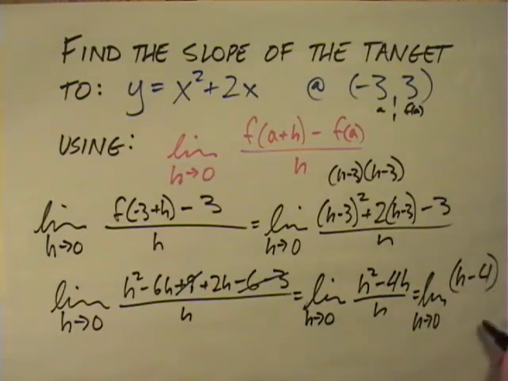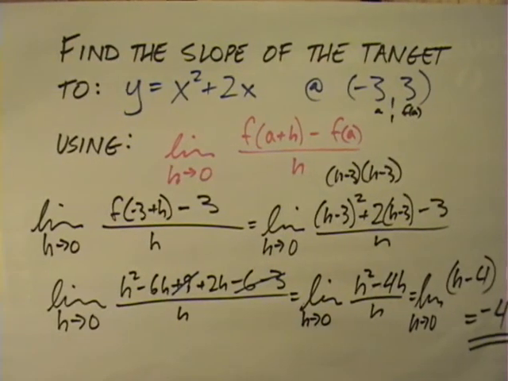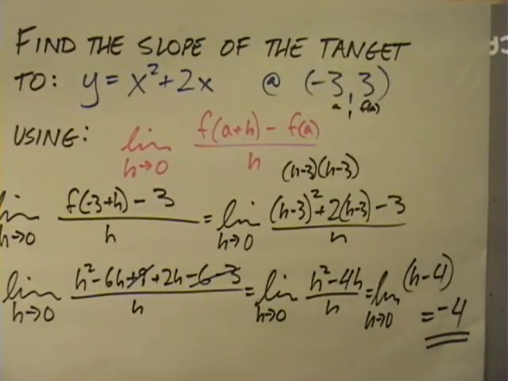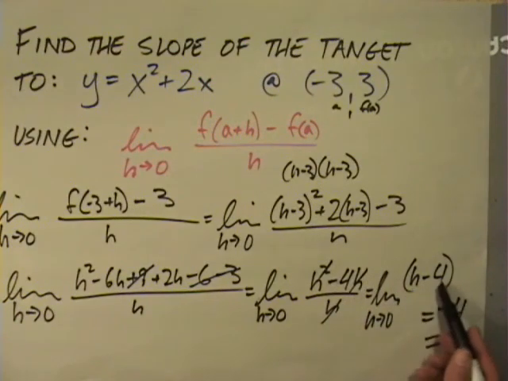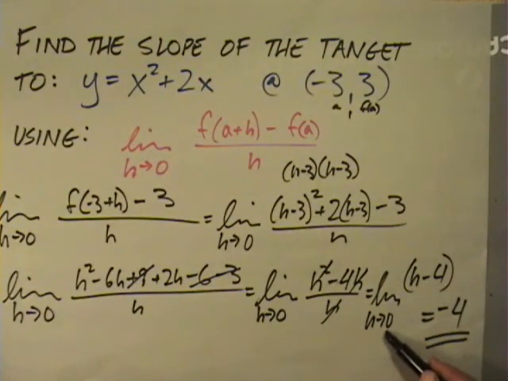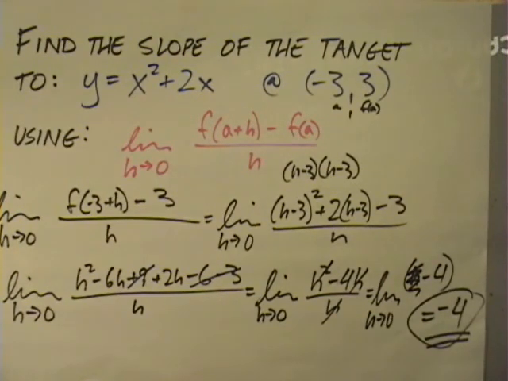Well, this then just equals the limit as h approaches 0 of h minus 4. As h goes to 0, this just becomes minus 4. All right, same as before. When the h's cancel here, I just get h minus 4, and as h goes to 0, that just goes away, and you get your answer, minus 4. All right?